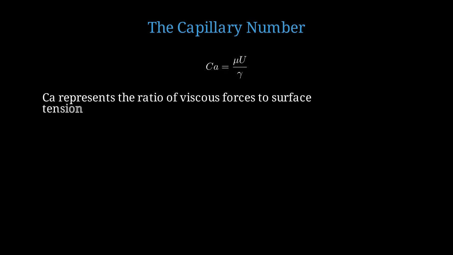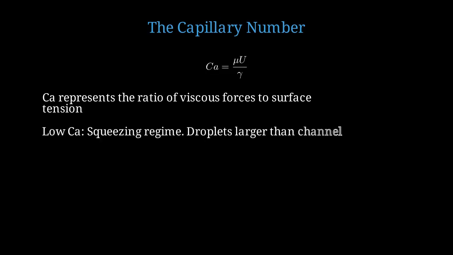The key dimensionless number governing this process is the capillary number. Let me write this down. The capillary number is defined as Ca equals mu u over gamma, where mu is the viscosity of the continuous phase, u is the velocity, and gamma is the interfacial tension. The capillary number represents the ratio of viscous forces trying to deform the interface to surface tension forces trying to maintain it. This ratio determines the droplet formation regime.